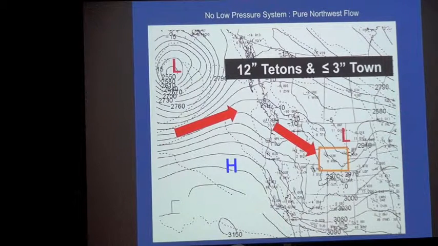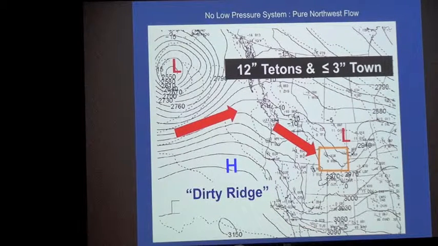You'll get a foot of snow in the Tetons, and usually less than 2 or 3 inches in town during that exact situation there. And that's with no storm. This low is real weak, and it's already east of the divide, so it has virtually no additional effect of lifting going on here. This is just pure northwest flow orographics. Just had one a week or so ago.